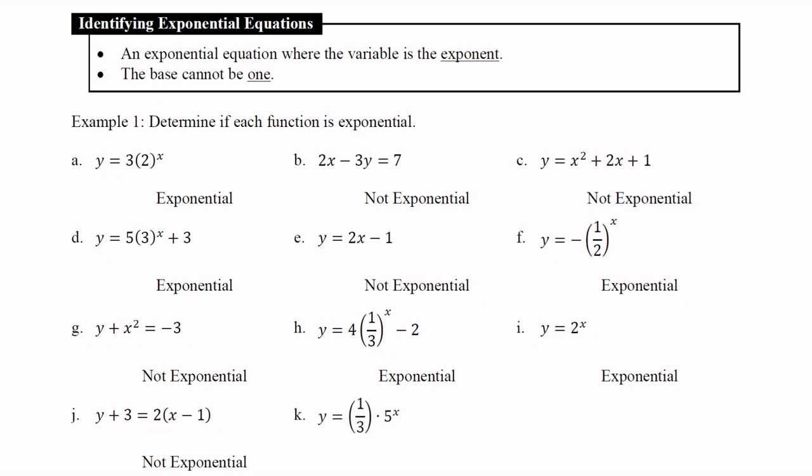Here we have a 5 to the x, so we have an exponential. And here we have an x in the exponent, but look at our base, it's 1. 1 to any power is just 1, so this is not exponential.